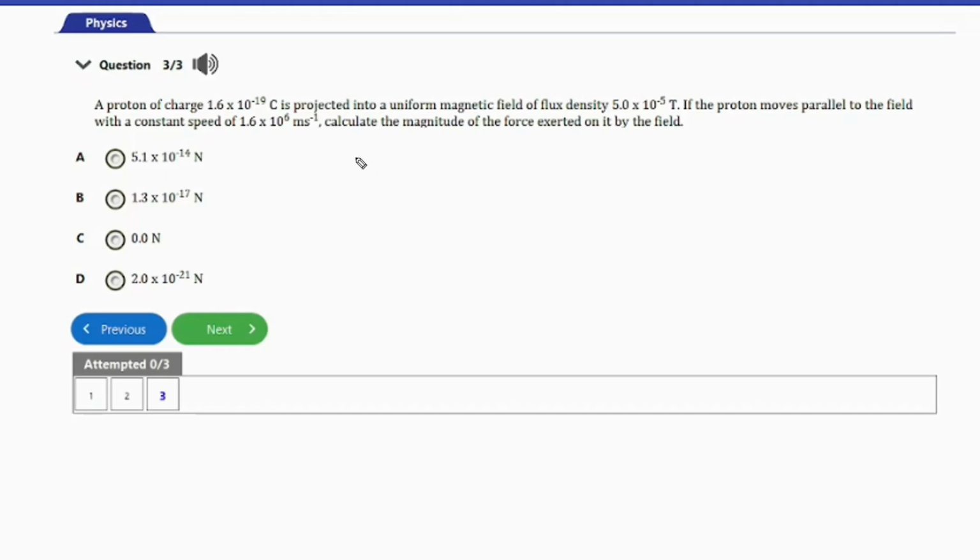If we use the formula QVB, we're just going to have the Q, which is 1.6 times 10 to the power of negative 19, times the V, which is the speed here, 1.6 times 10 to the power of 6, then times the flux density B, which is 5.0 times 10 to the power of negative 5. So let's go ahead and multiply this out together. The answer becomes 1.3 times 10 to the power of negative 17 newtons. So that's it for this question. Option B is the answer to this question.